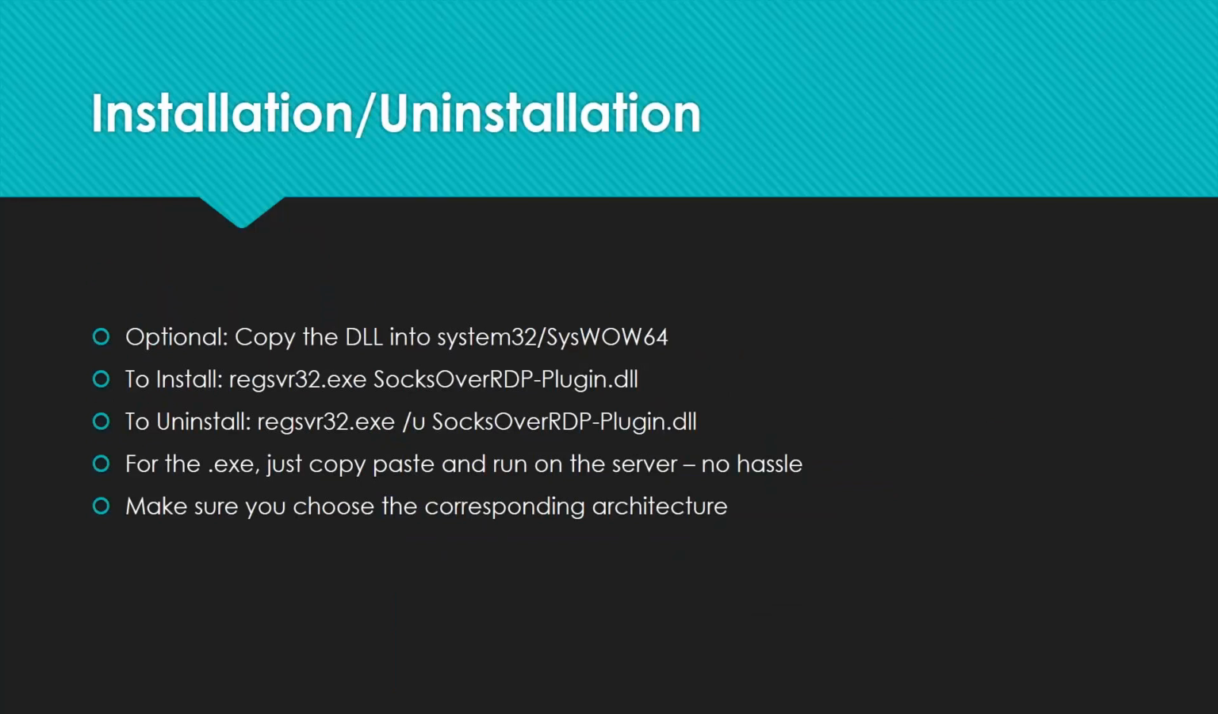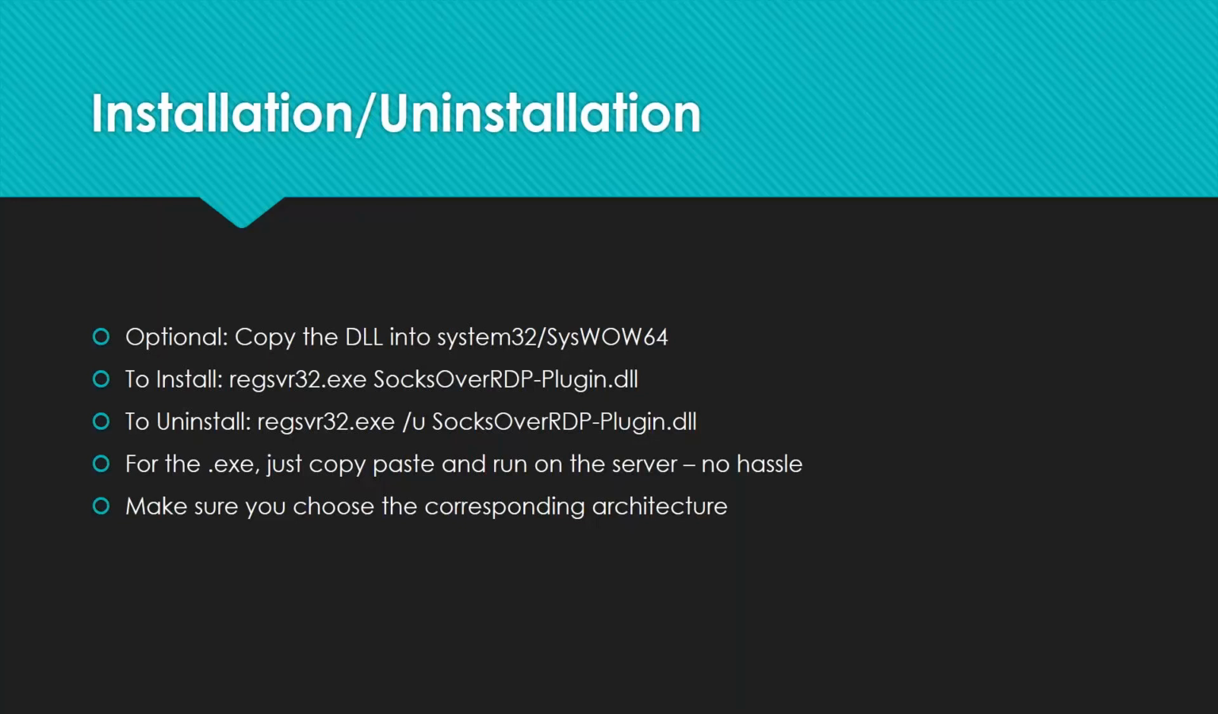So how can you install it? I'm going to show you in the demo, but it's really easy. First of all, it's optional, but I really recommend you copy the DLL into the system32 or syswow64 directory. It just makes it easier for you. You don't need to change that file at all. To install it, you need to use regsvr32 and specify the name of the plugin. If you want to uninstall it for some reason, you use the same command, but with the /u parameter, and this is it. For the exe, you don't need to install anything. You just copy paste it to the server and you run it, and that's it.